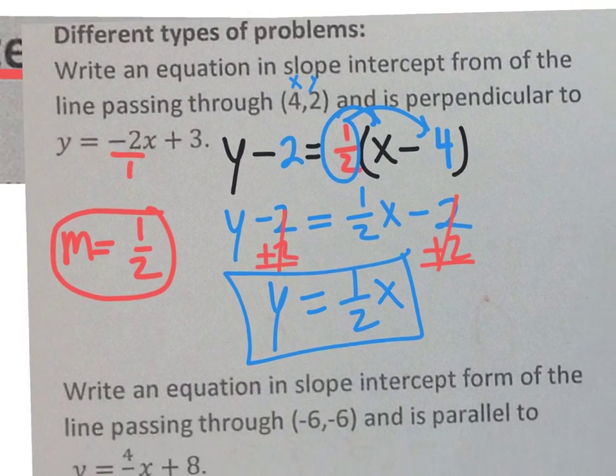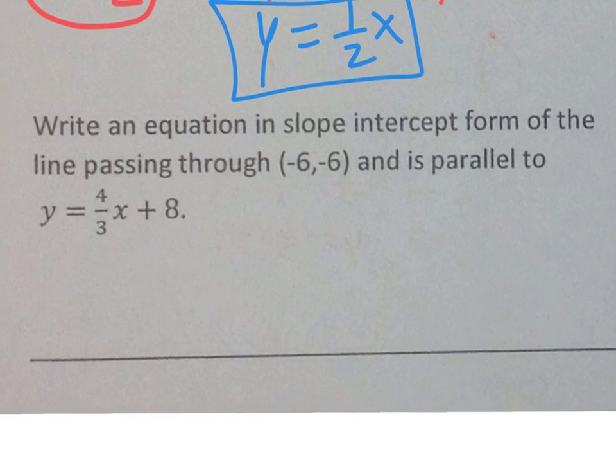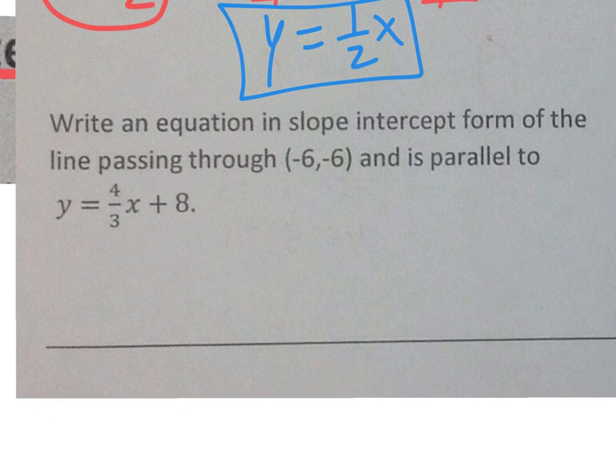Let's try one more. Let's go a little faster through this one. Write an equation in slope-intercept form of the line passing through -6, -6, and is parallel to this guy. So when they say is parallel to, they're indirectly telling you that your slope of your line will be the same exact thing, 4/3. Now, if it would have said perpendicular, then it would be -3/4, a negative reciprocal of your slope. But they say it's parallel, and we know that parallel lines have the same exact slope.